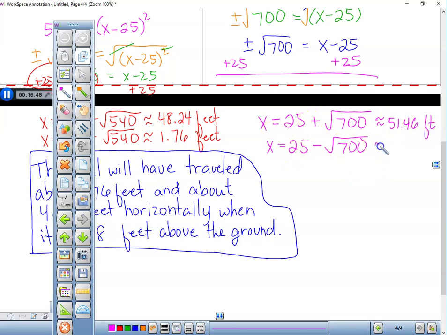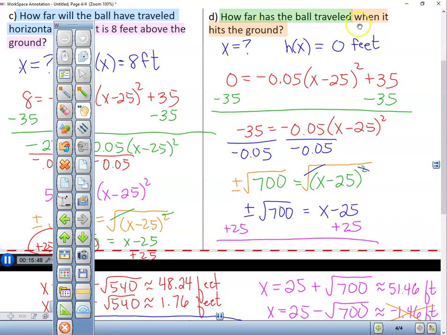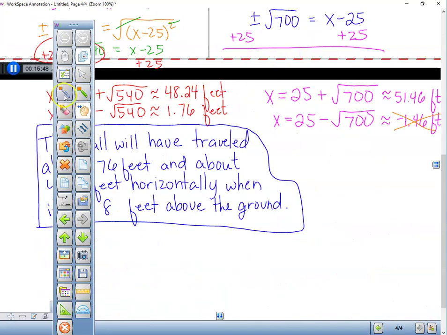And 25 minus the square root of 700 is about negative 1.46 feet. So this would be a horizontal distance traveled. So a negative distance might be interpreted as going backwards, but our baseball can't go backwards and forwards. So in this context, the negative doesn't make any sense. So we have only one value here. And again, that is how far the ball traveled when it hits the ground.